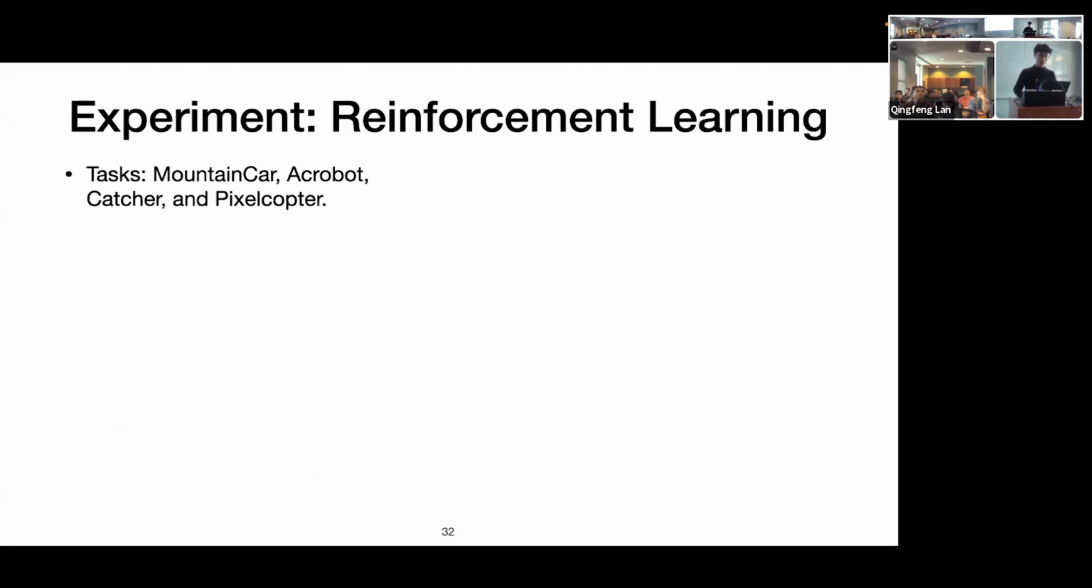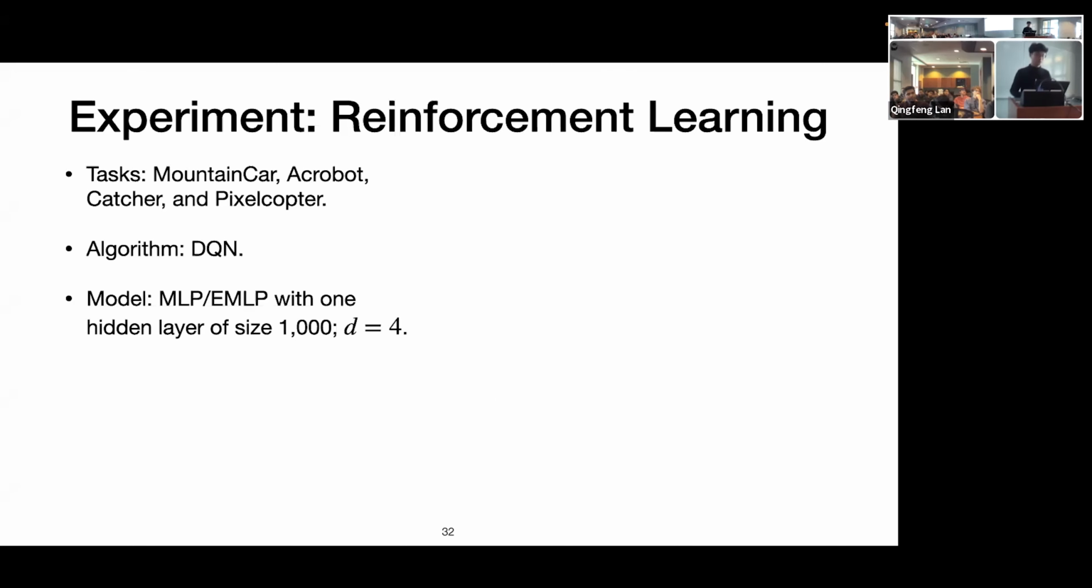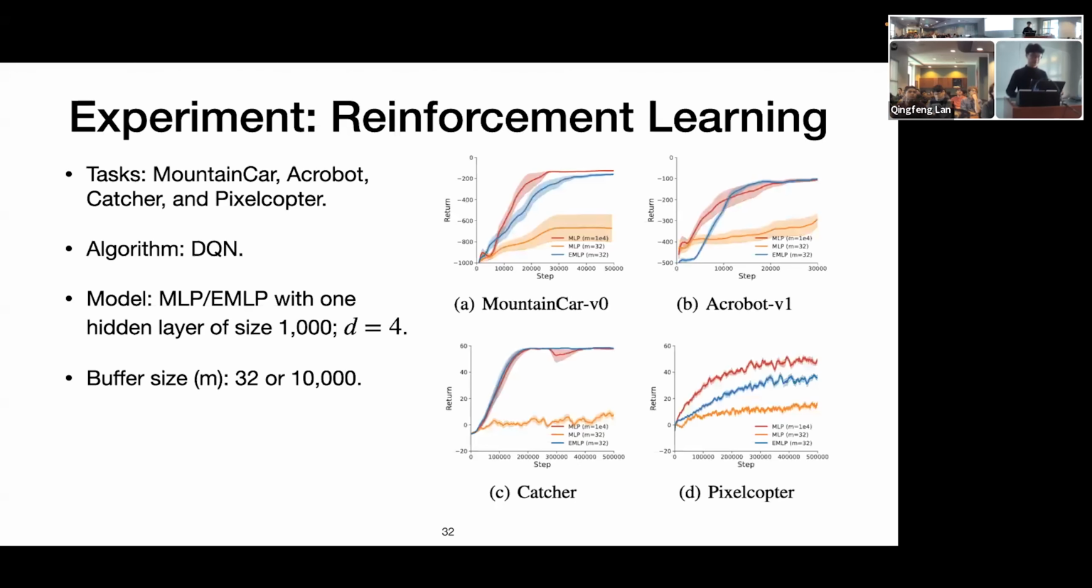So next, we do some experiments to verify this. We use 4 tasks: Lunar Lander, Acrobot, Cartpole, and Pixelcopter. We use DQN as the baseline algorithm. And the models we consider are MLP or EMLP with one hidden layer of size 1000, and d is set to be 4 in this case for the elephant function.